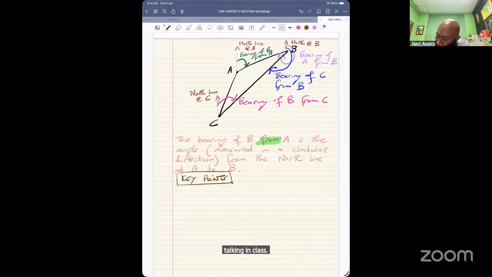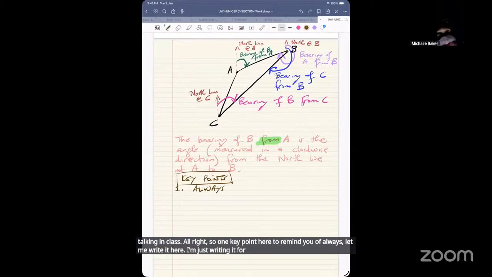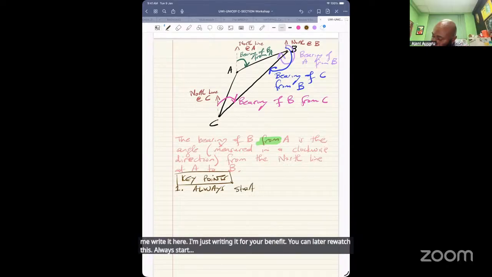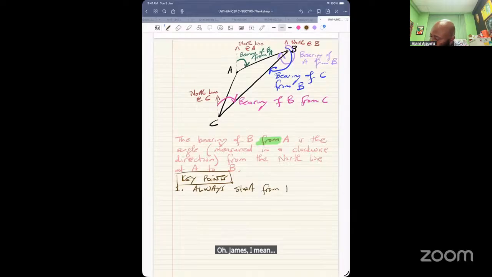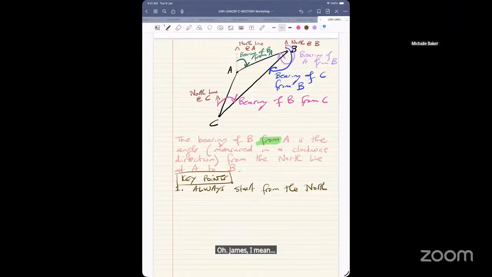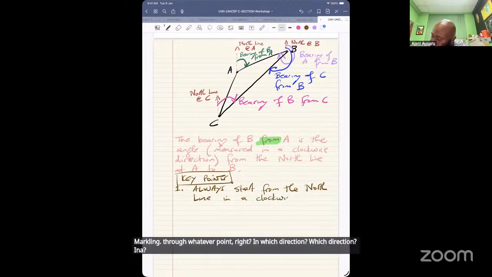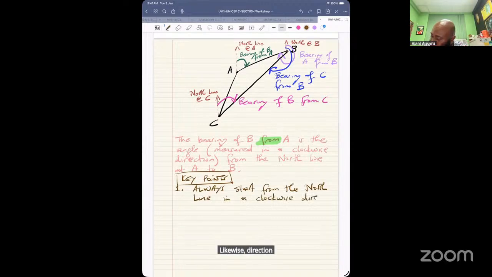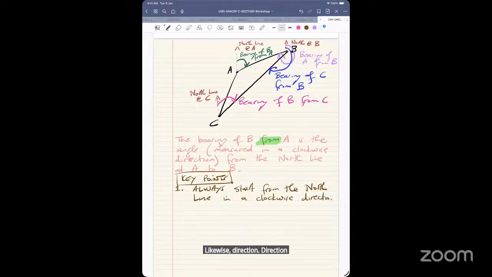All right, so one key point here to remind you of. Let me write it here, just for your benefit, so you can go back later and rewatch this. Always start from the north line, through whatever point, in a clockwise direction. Beautiful. That is number one.